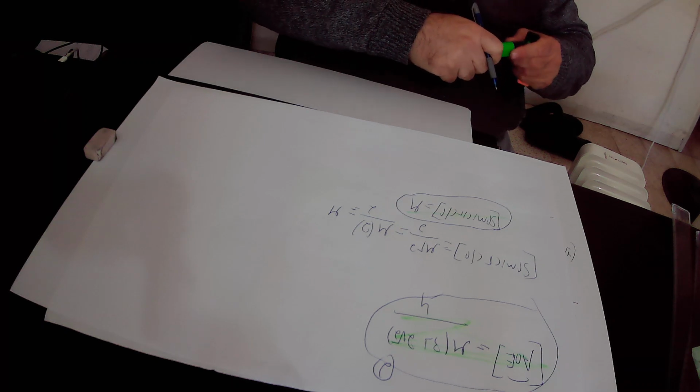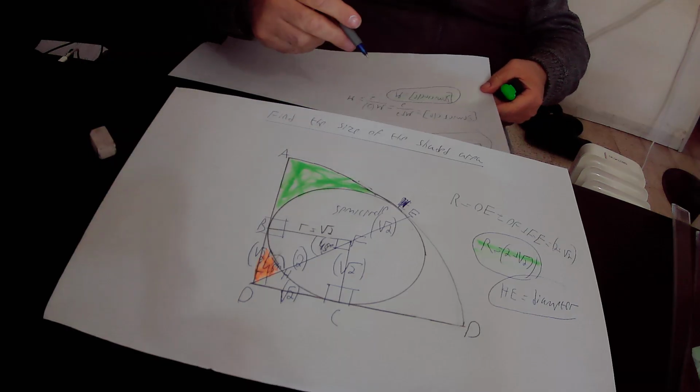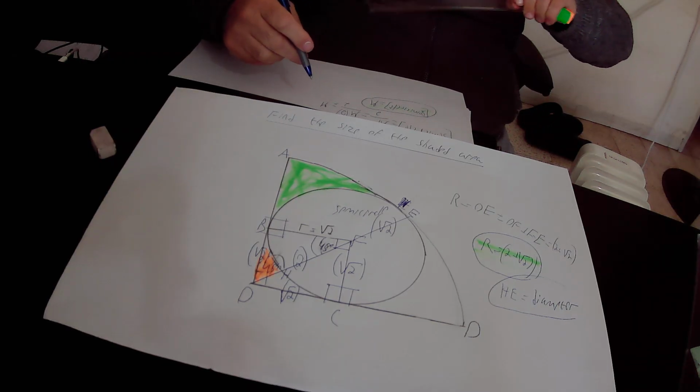And finally, we have to find out also the area of this orange shape BHO. What is the area of the orange shape BHO?